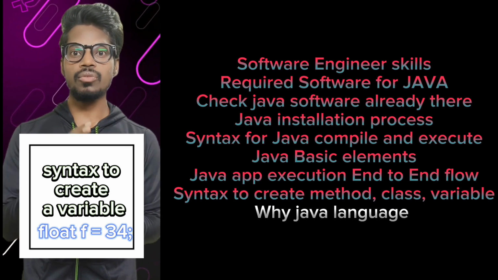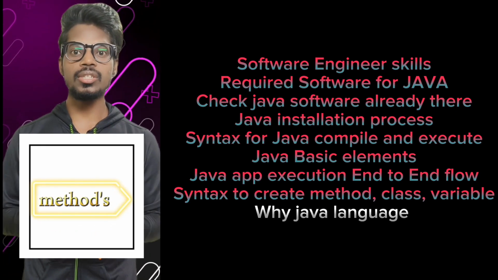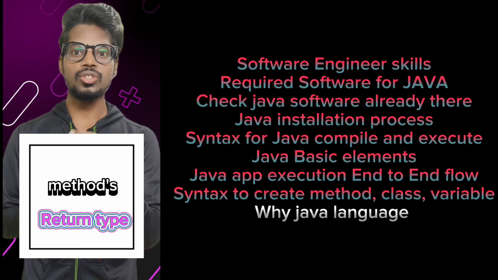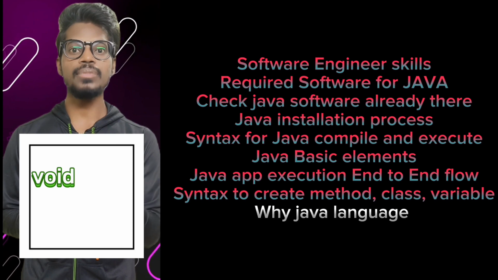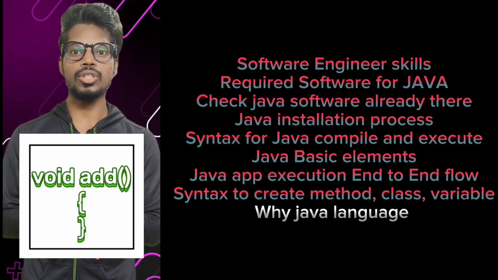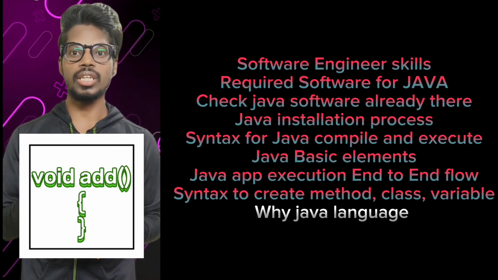After that, if you want to create a method, return type is mandatory. So the minimum syntax to create a method means return type, and after that method name and parenthesis, open bracket and closed bracket. So this is the minimum syntax to create a method, guys.